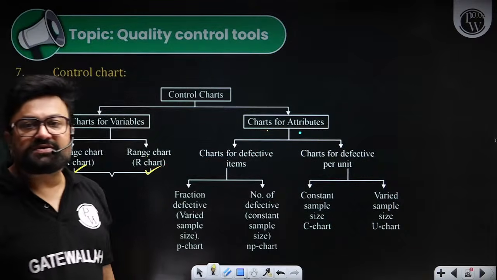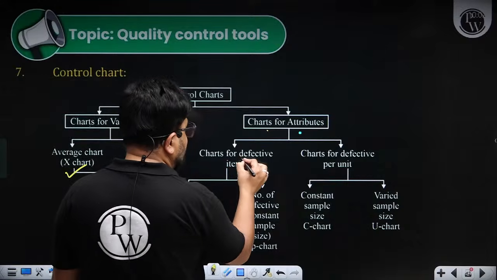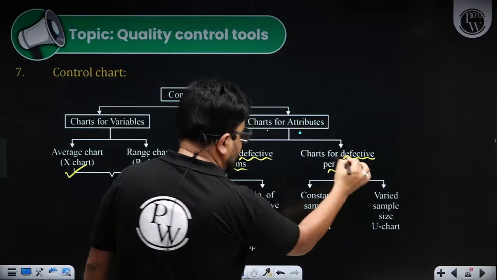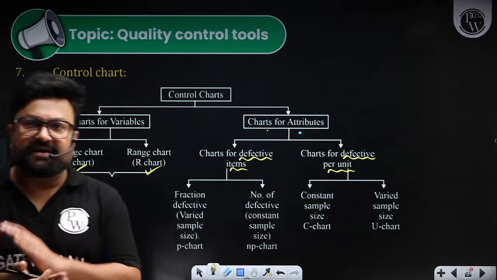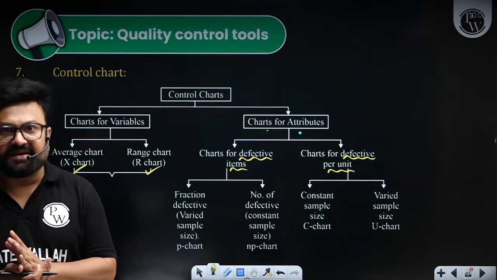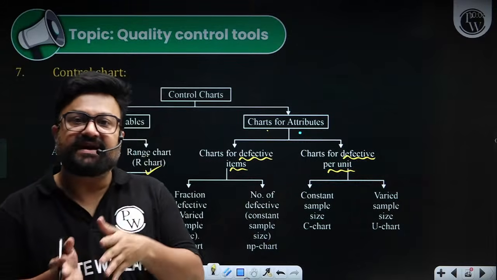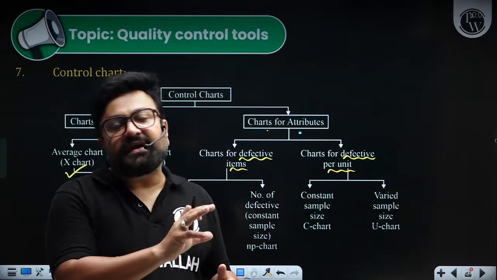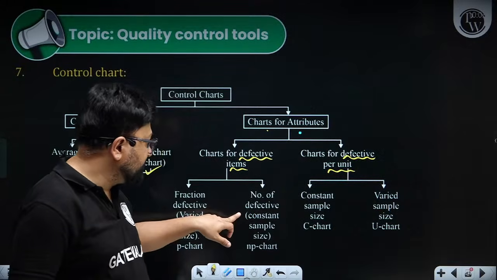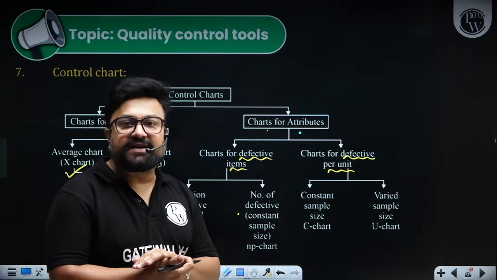Charts for attributes are categorized into two: charts for defective items and charts for defects per item. In charts for defective items, the fraction defective will be considered, which means the sample size gets varied. The second is the number of defectives. Here the sample size is constant, and our focus is the number of defects.